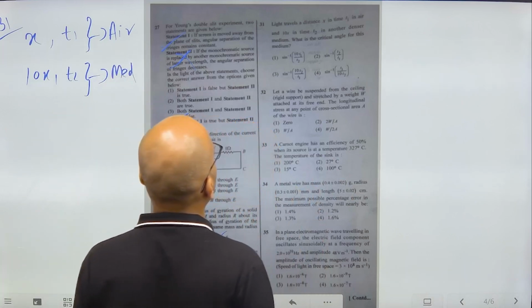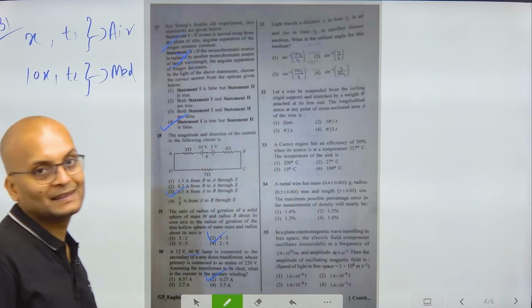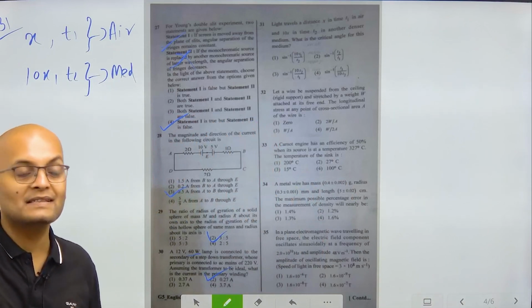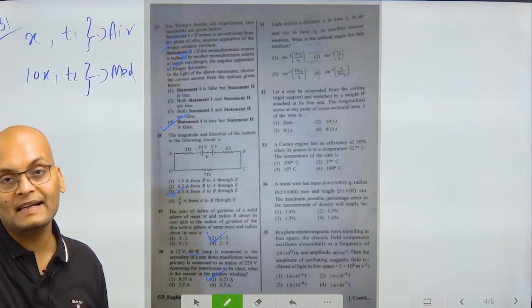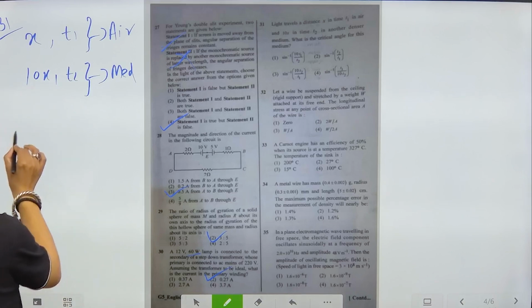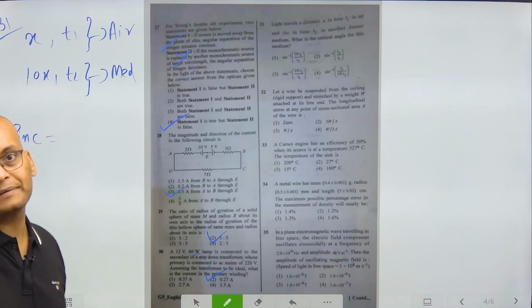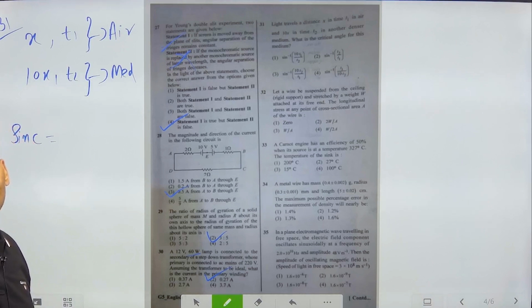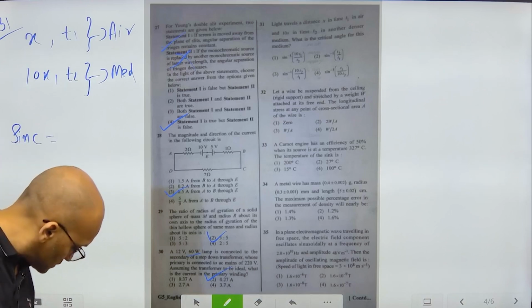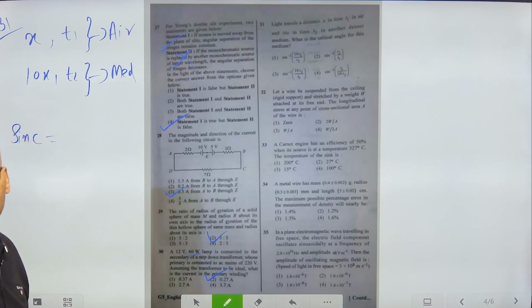What is the critical angle for? Oh my god. Direct question, such a direct question. Directly asking critical angle. Sin C is equal to what? Mu rarer upon mu denser. Yes or no? Sin C is equal to mu rarer upon mu denser.